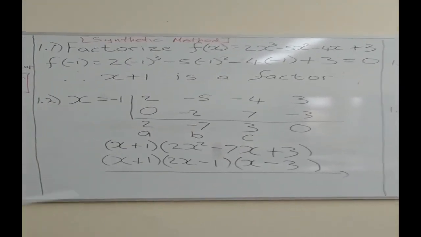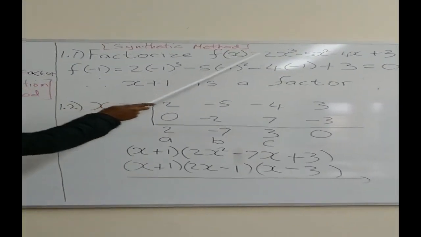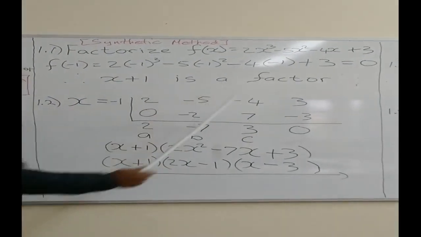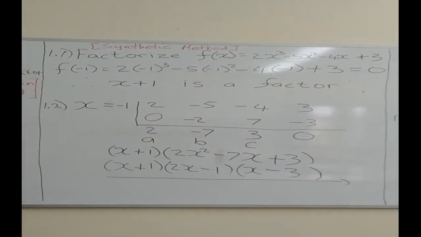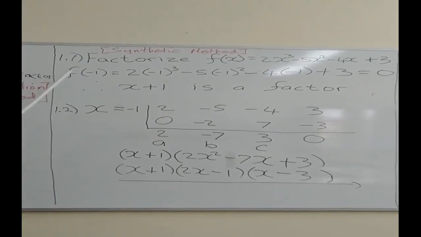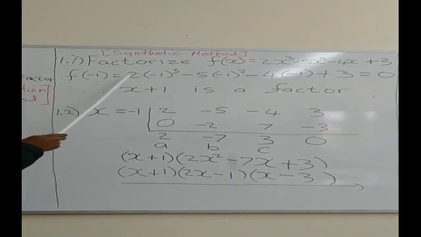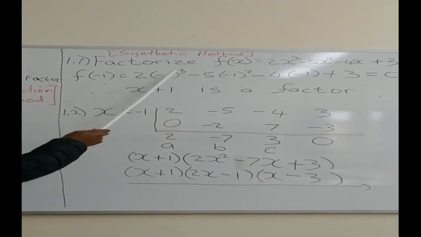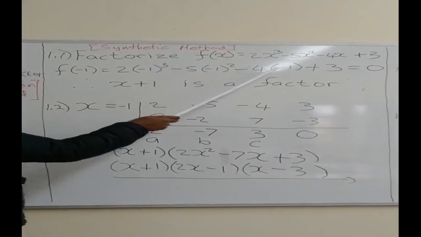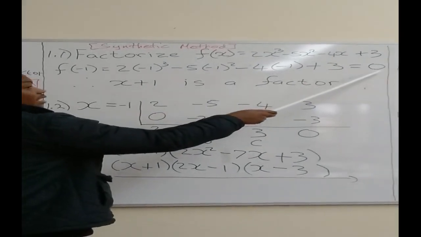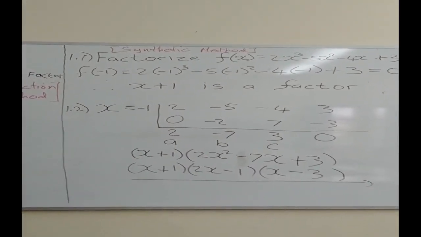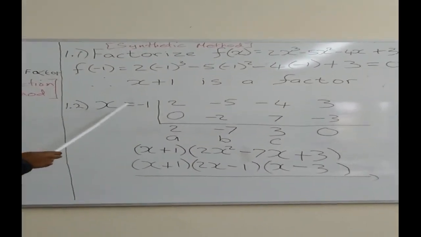Okay, sir. So we are given a function here, which is 2x cubed minus 5x squared minus 4x plus 3. So we will be using the synthetic method now to factorize. First we check f of minus 1: in place of x, we substitute negative 1. So now we have 2 into minus 1 cubed minus 5 into minus 1 squared minus 4 multiplied by minus 1 plus 3, which gives us 0. So therefore, x plus 1 is a factor. Now, since x plus 1 is a factor, x will be equal to minus 1.